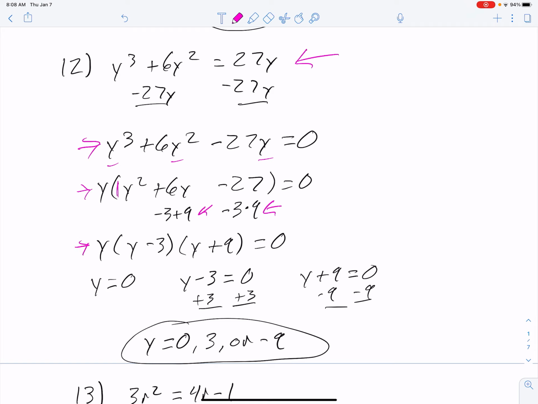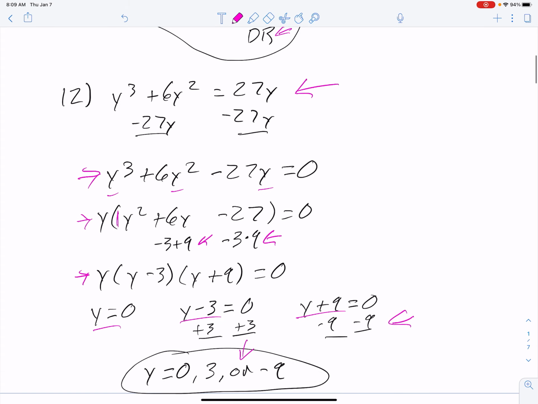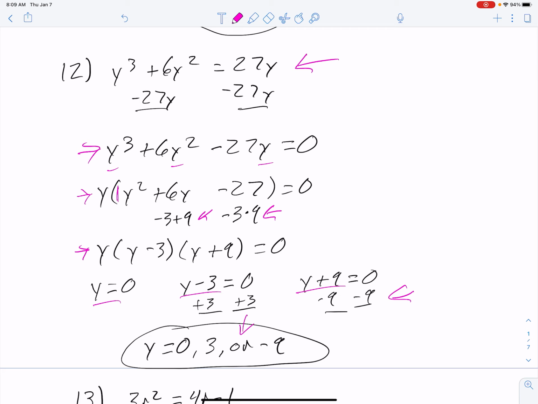I finish my factoring, set all three pieces equal to 0, finish solving for y in my two problems, and I know that y could equal 0, 3, or -9. Remember, it needs to be an or statement, not and. It can't be all three values at the same time.